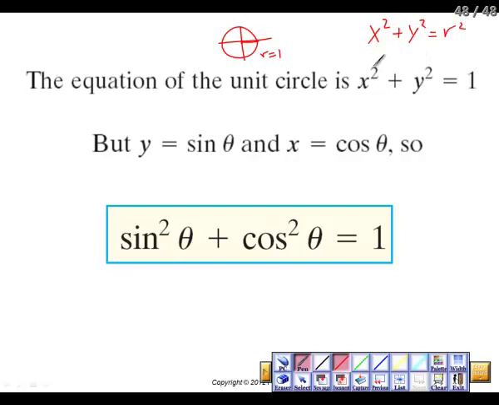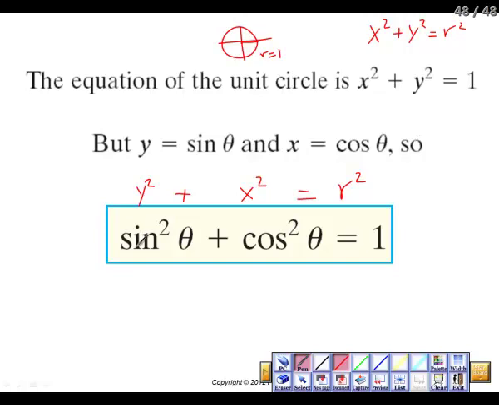Well, we know that, what do you think is synonymous with x? It's cosine, and synonymous with y is sine. So they just switched them around. This would be like saying y squared plus x squared equals r squared.